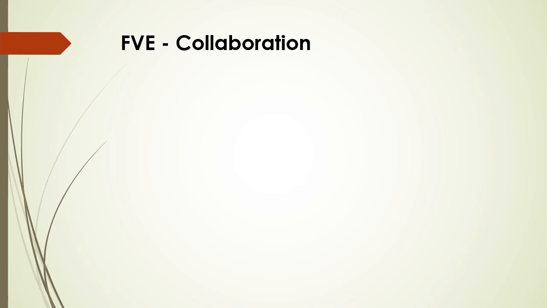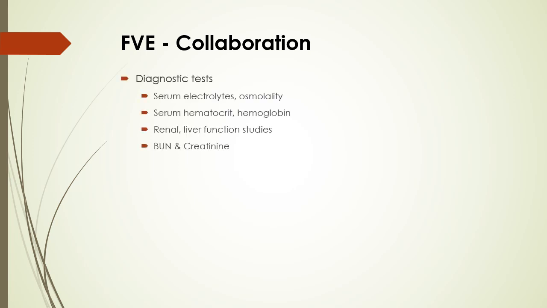Okay, collaboration. We do diagnostic tests: serum electrolytes, serum blood counts, which get your HGB and HCT, hemoglobin, hematocrit, liver functions, renal functions, and in particular, BUN and creatinine. BUN is elevated, creatinine is not: it's acute. BUN is lowered, creatinine is not: it's still acute.